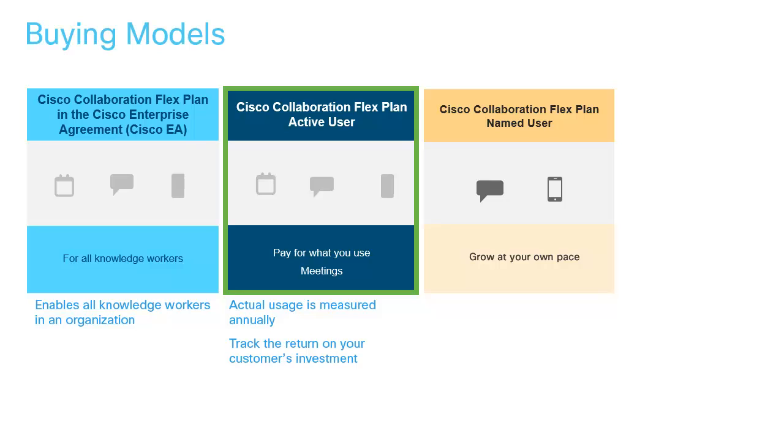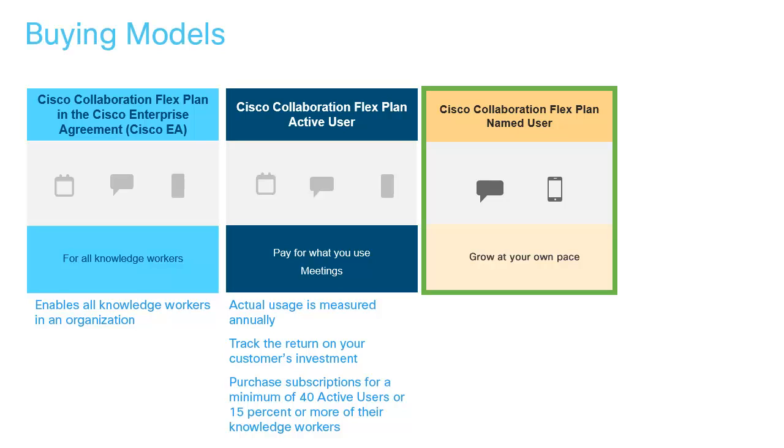With the Collaboration Flex Plan Active User, customers can purchase subscriptions for a minimum of 40 active users, or 15% or more of their knowledge workers. As active usage of meetings increases, the active user subscription quantity increases with an annual true forward calculation. More about true forward later in this module.